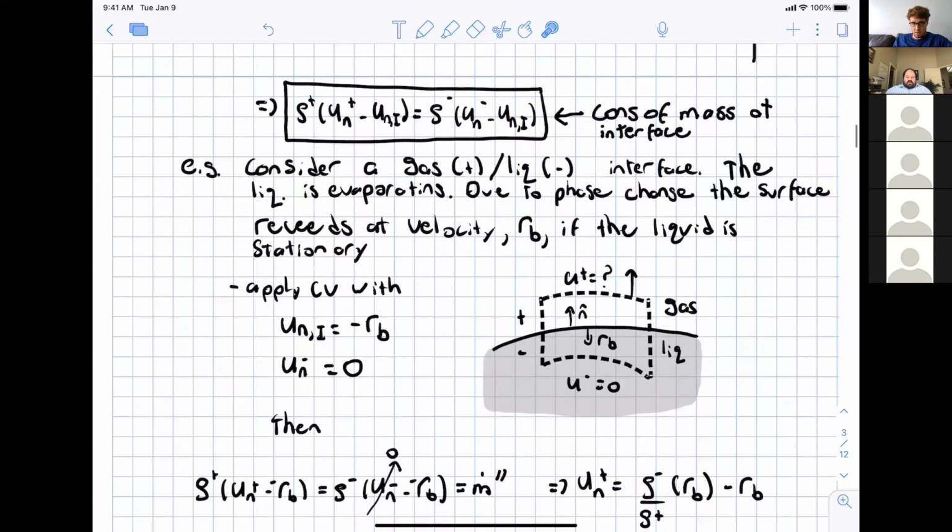So we are going to consider a gas-liquid interface. We have gas on top and liquid on the bottom. Gas will be what we label as the plus fluid, and liquid will be the minus material. We are going to assume that the liquid is evaporating, and that due to evaporation, the surface of the liquid is moving down at some velocity r_b. In propellant combustion, you're going to see that r_b a lot. That's called a regression rate.